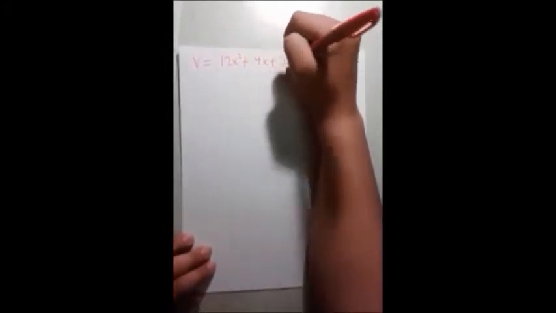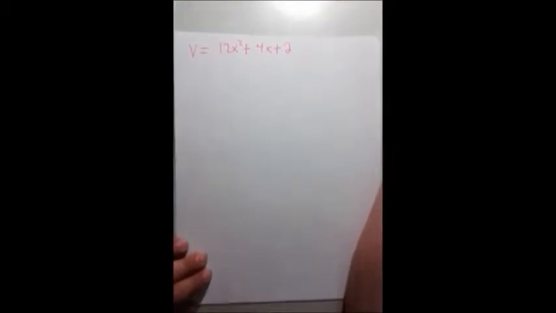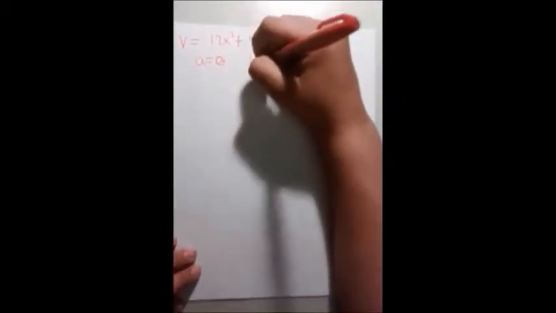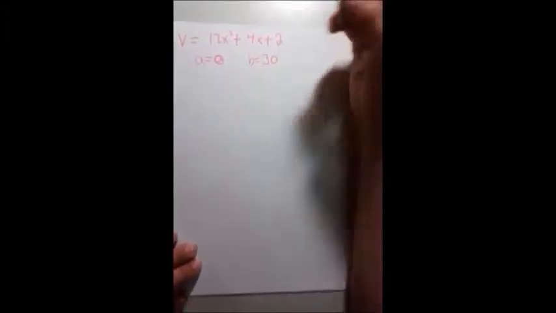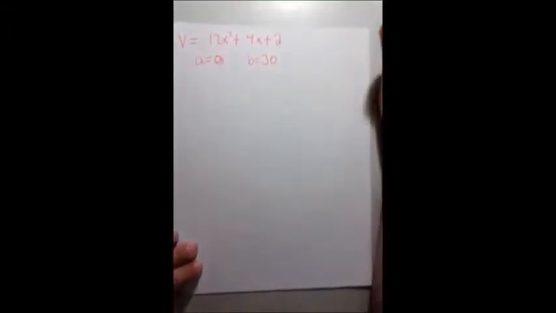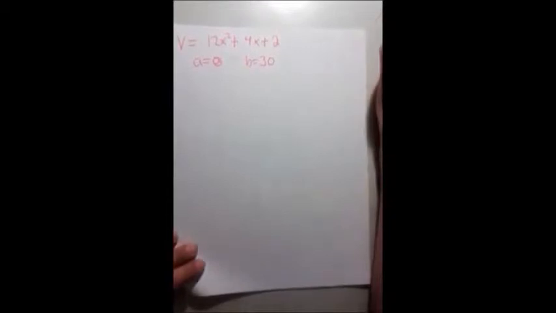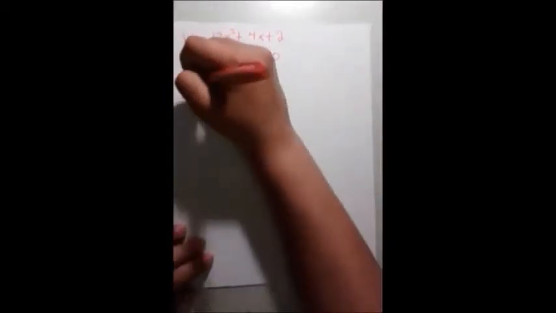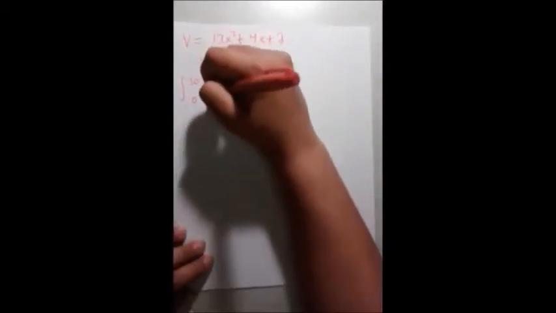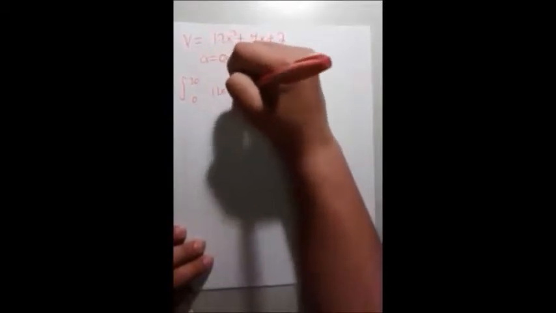Bloop, bloop, bloop, bloop. So we begin with the velocity equation of v equals 0.12x squared plus 0.4x plus 2. So we know that he swims for 30 minutes, so a is going to equal 0, and b is going to equal 30. So in order to find the distance and velocity, we have to take the integral of the velocity from 0 to 30. So integral 0 to 30 of 0.12x squared plus 0.4x plus 2 dx.